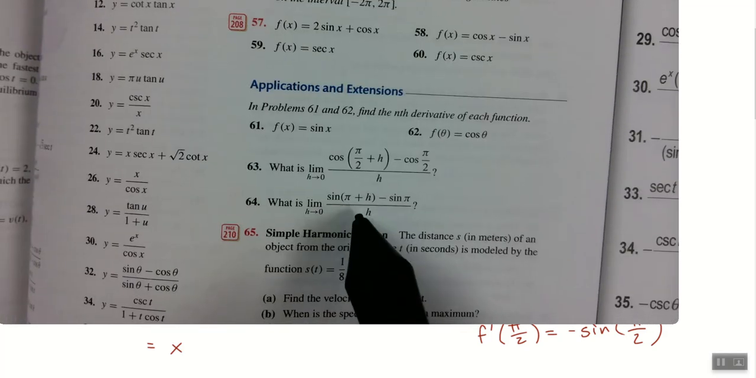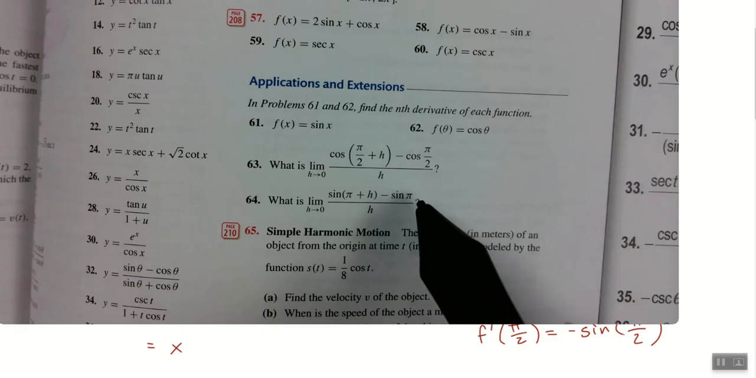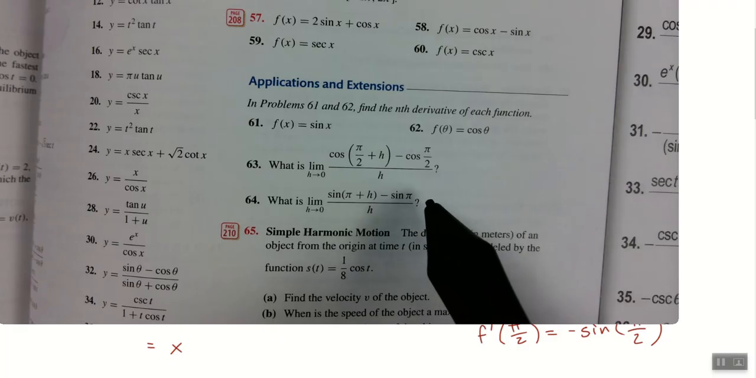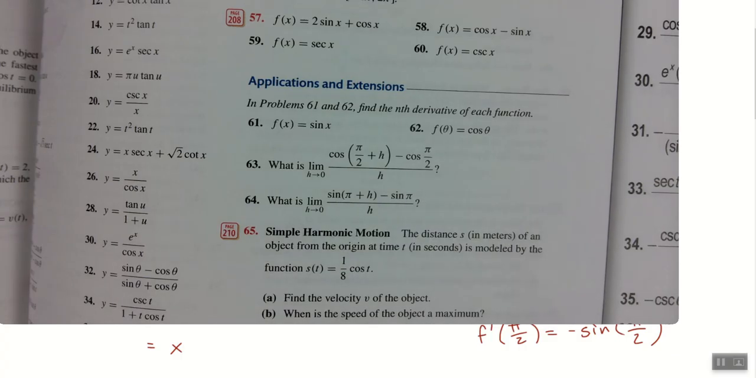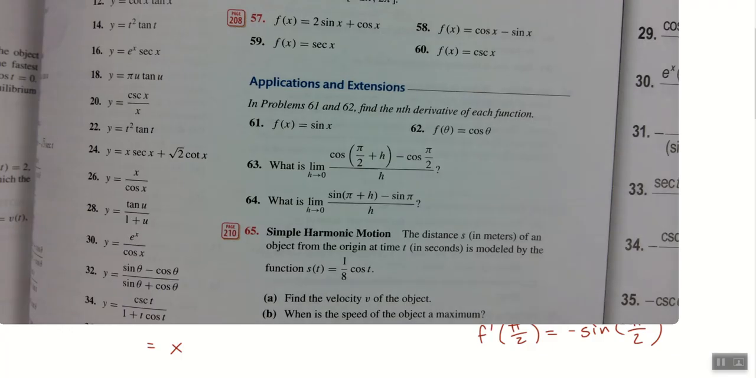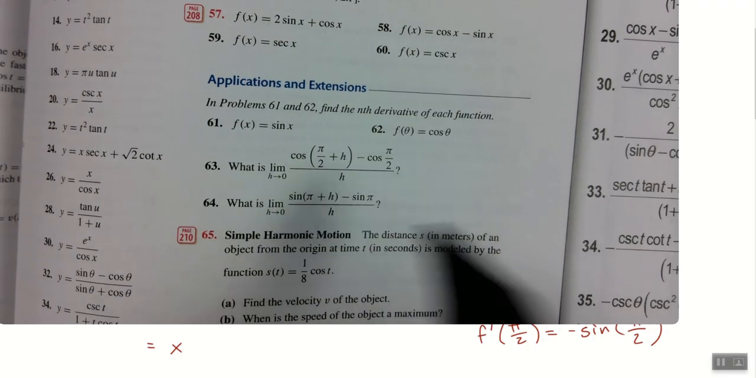Real quickly, we're going to do this one just because we can. They're trying to find the derivative of sine at which value? Pi. So what's the derivative of sine? Cosine, and cosine of pi? Negative 1. Boom. Without doing the limit, as long as we recognize that this is just a derivative, we're golden.